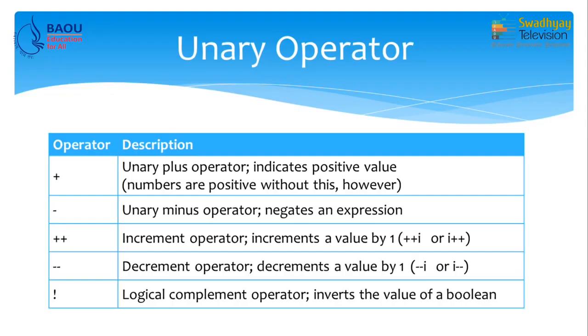On screen, you can see the first operator is plus. Here it is not addition operator, but it is a unary plus to indicate positive value. Similarly, we have unary minus operator to negate an expression or show negative value. Then we have ++, which is also called increment operator, and for example, if I write down i++ or ++i, then it increments the value of i by 1.